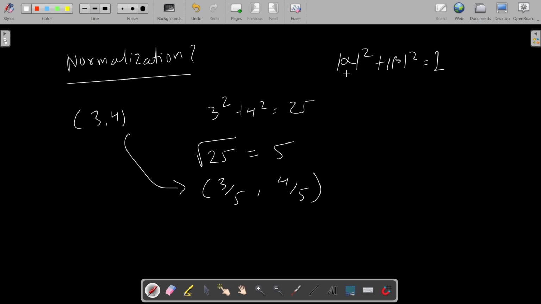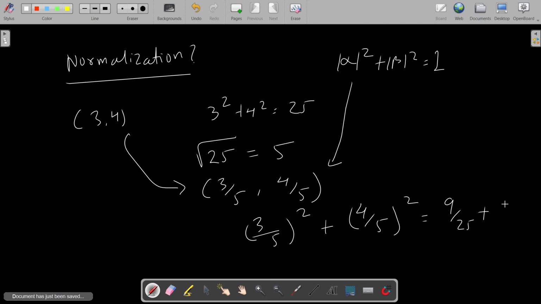Now let's square them again: 3 by 5 squared plus 4 by 5 squared. Then it becomes 9 by 25 plus 16 by 25. If we add these, it becomes 1. This process is called normalization. We scale the vector so the total probability becomes 1.